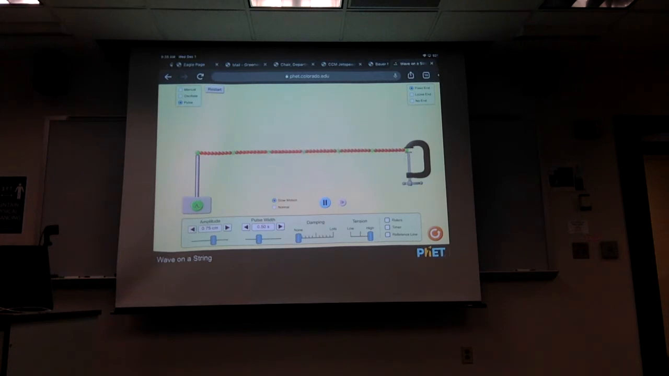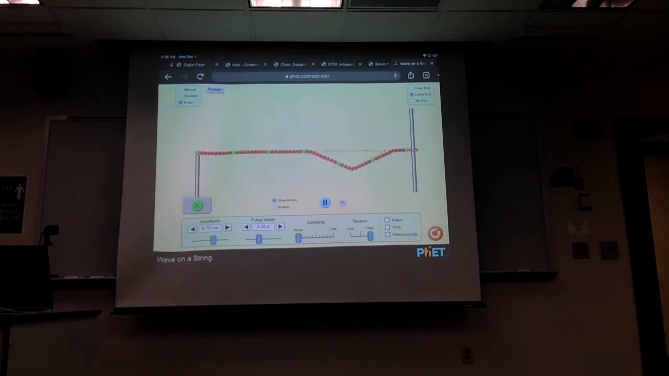However, if I have an unfixed boundary, my reflected wave comes back in exactly the same phase as my original incoming wave. So why does this matter?